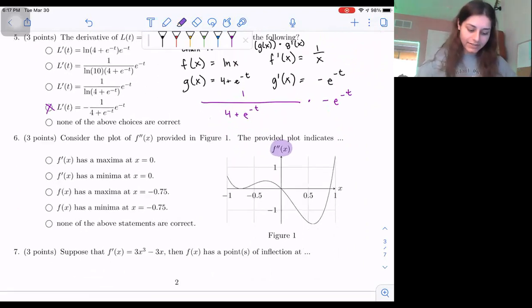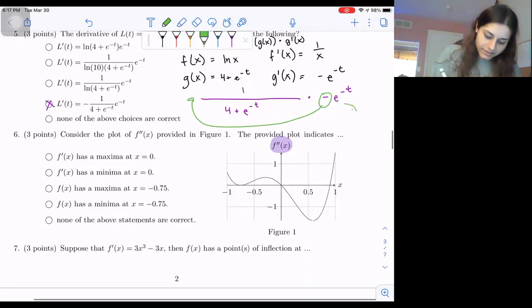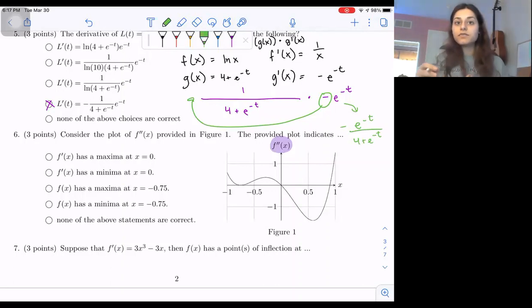But back to number 6, we know what graph it is. Oh, the negative moved to the beginning. Yes, the negative did move to the beginning, if that was confusing you. So this one right here just went over here, and you can totally do that. Another way to rewrite this, if you're a little confused, is negative e to the power of negative t over 4 plus e to the power of negative t. The negative can move to the numerator or denominator. Negative kind of goes all over the place. Just make sure it's in there. All right, cool. That cleared it up. Yeah, awesome.